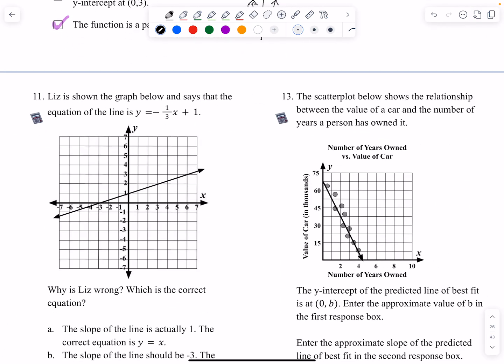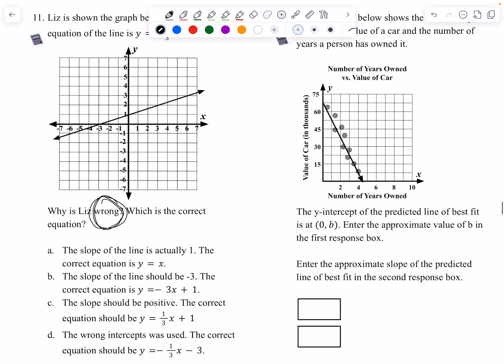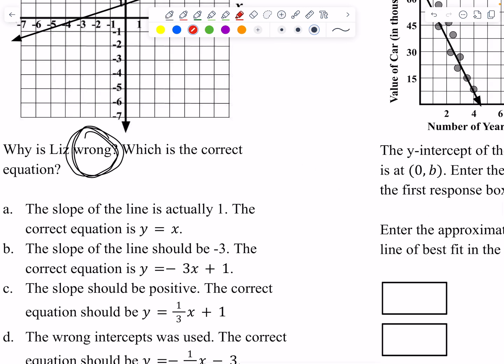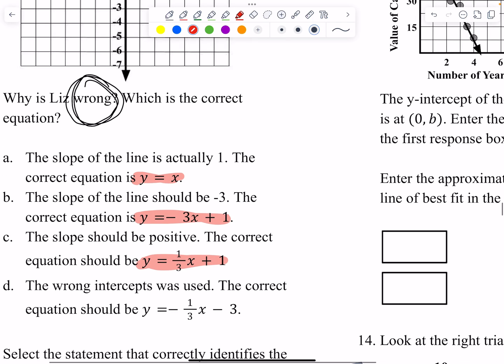All right, number 11. This is shown in the graph below. It says that the equation of the line is y equals negative 1/3 x plus 3. Why is this wrong? Which is the correct equation? So notice, there's that one, there's that one. So they literally gave me all the equations.